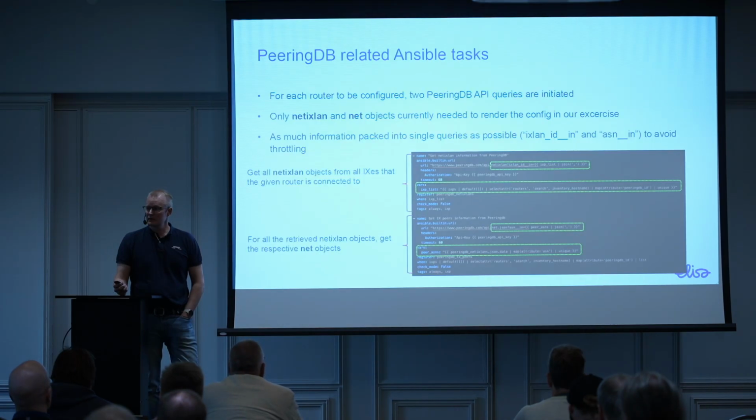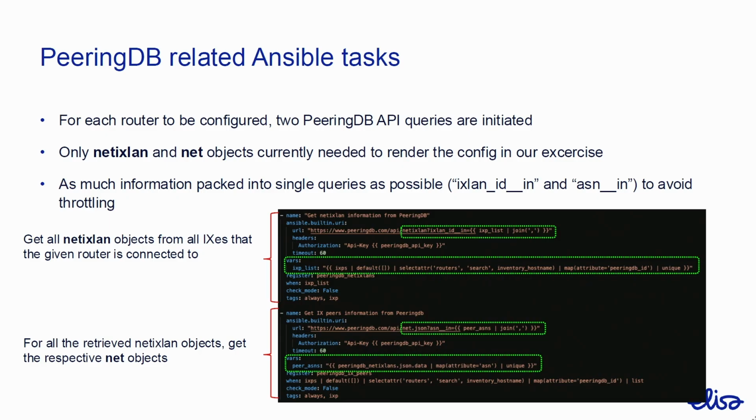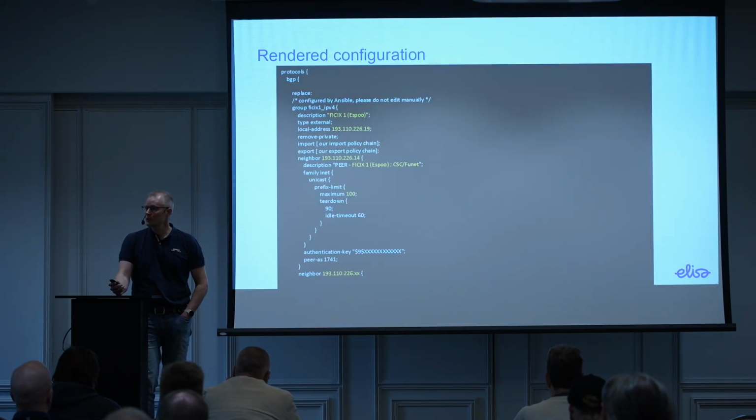I will go back, just because I forgot to specifically mention, but you see in these Ansible tasks that the API call is constructed in a way that we are not querying a single IX ID or single net ID, but instead a list of IDs, so that we can get as much information from a single query as possible.